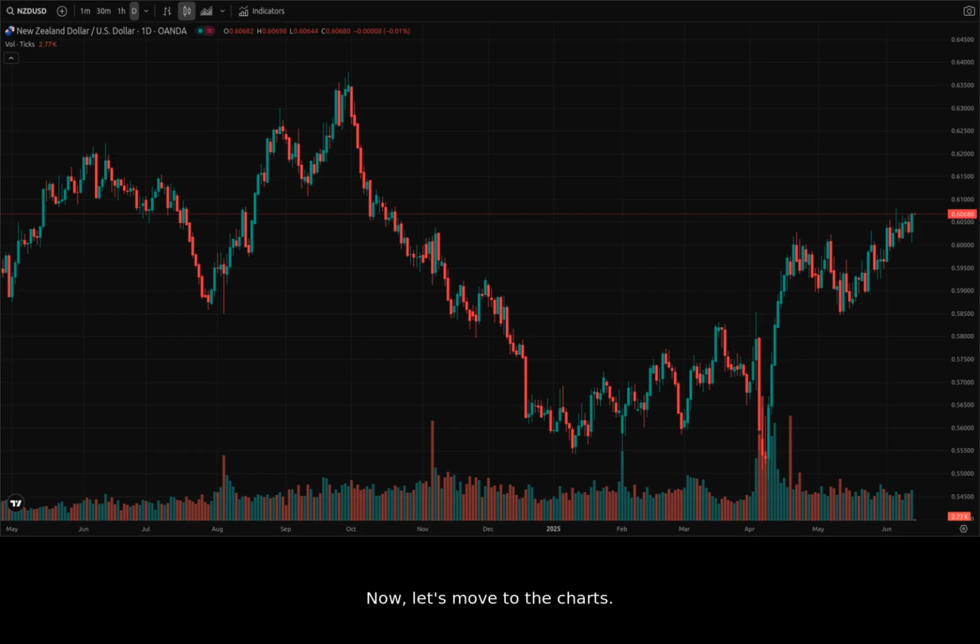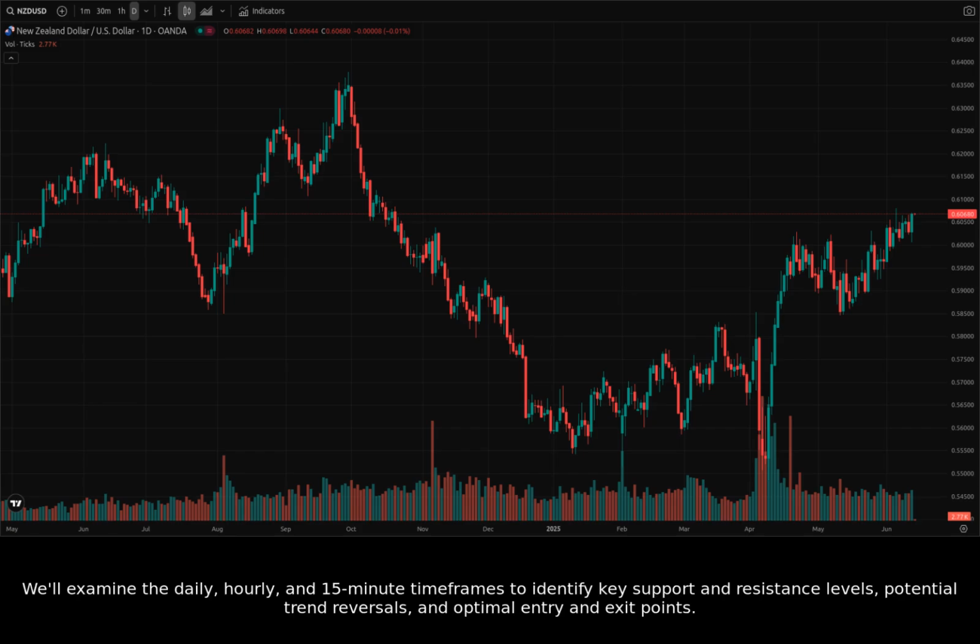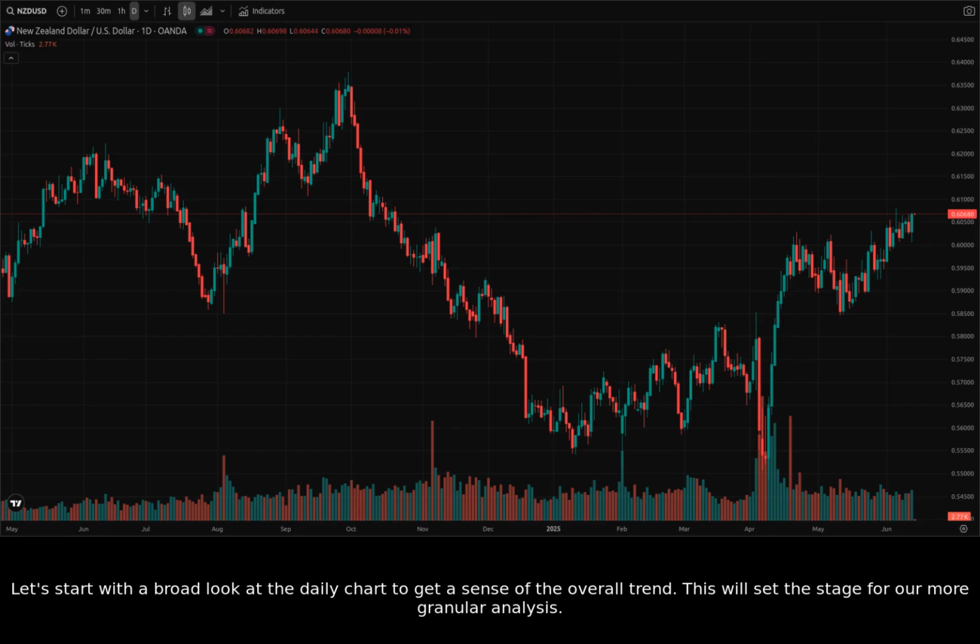Now, let's move to the charts. We'll examine the daily, hourly, and 15-minute timeframes to identify key support and resistance levels, potential trend reversals, and optimal entry and exit points. Let's start with a broad look at the daily chart to get a sense of the overall trend. This will set the stage for our more granular analysis.